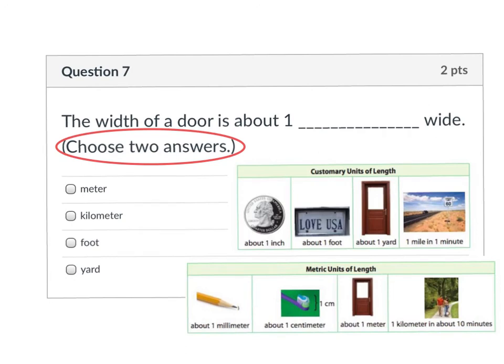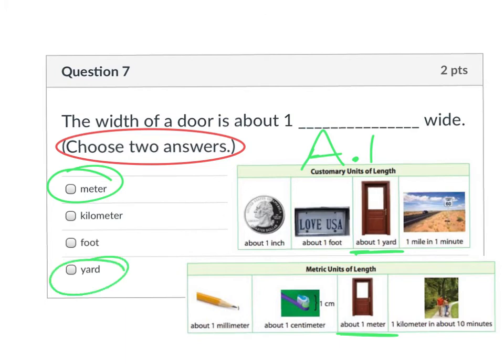Question 7, the width of a door is about 1 blank wide. Choose 2 answers. So if you look again back to your A1 notes, you have these benchmarks, and we can see that the width of the door was about 1 yard and also about 1 meter. 1 yard and 1 meter are very close together in size.